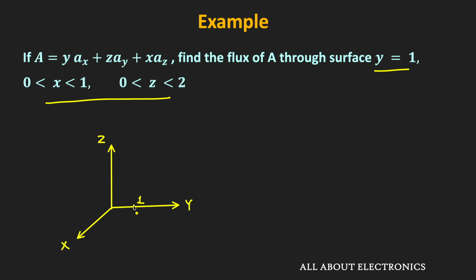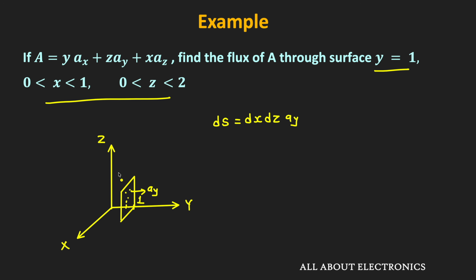That means here the range of the z is from 0 to 2, while the range of the x is from 0 to 1. That means if we see this surface, then this is how it will look, and here it will point in the y direction. That means this will be the normal vector to the surface. So for the given surface, the differential surface area ds can be given as dx times dz times ay.